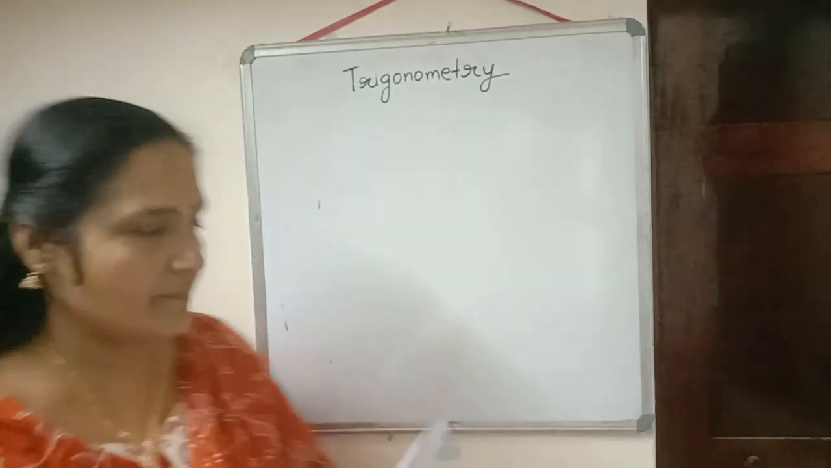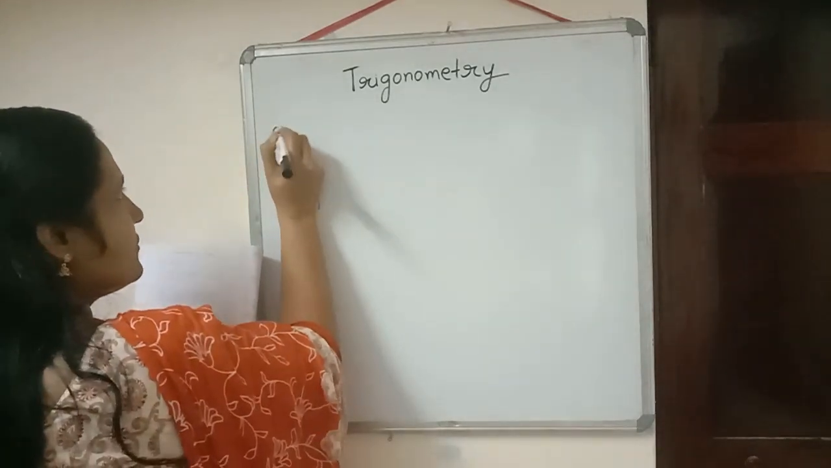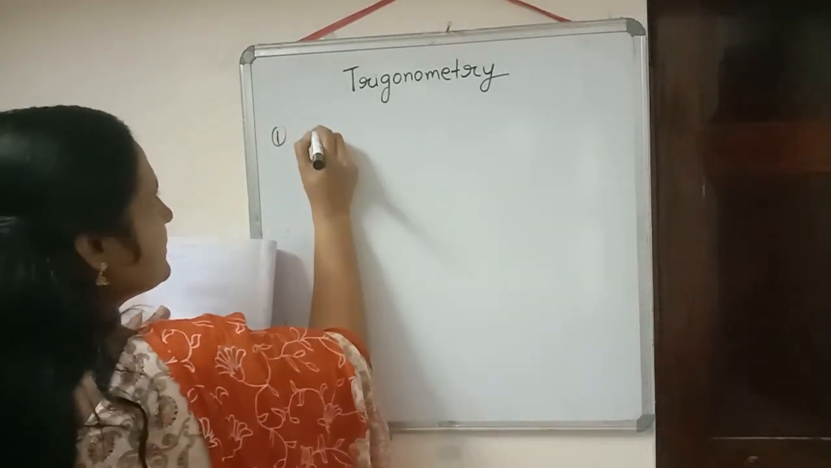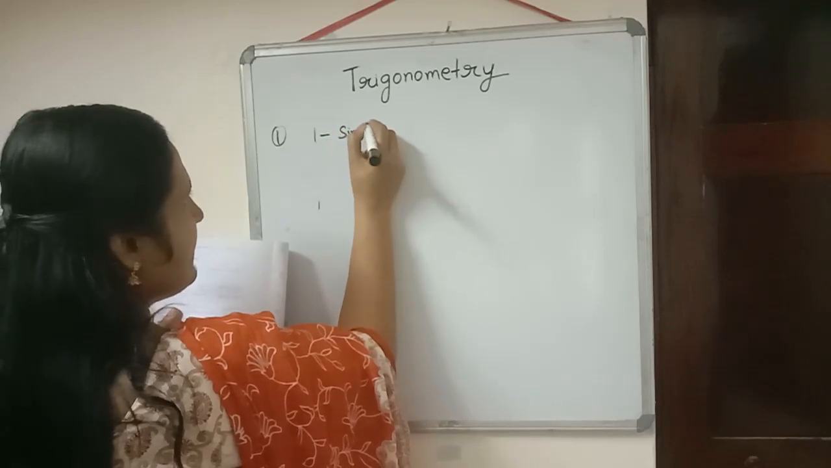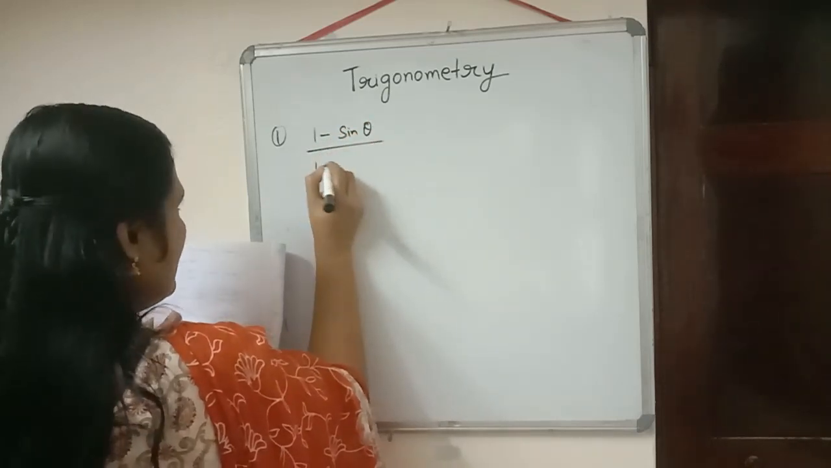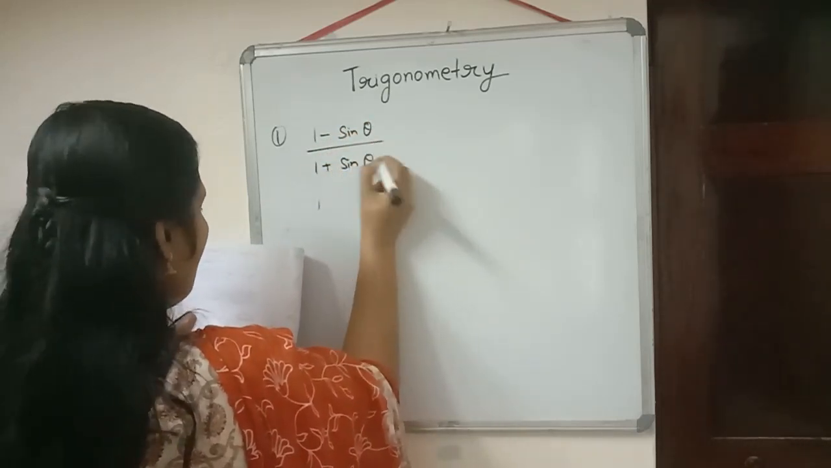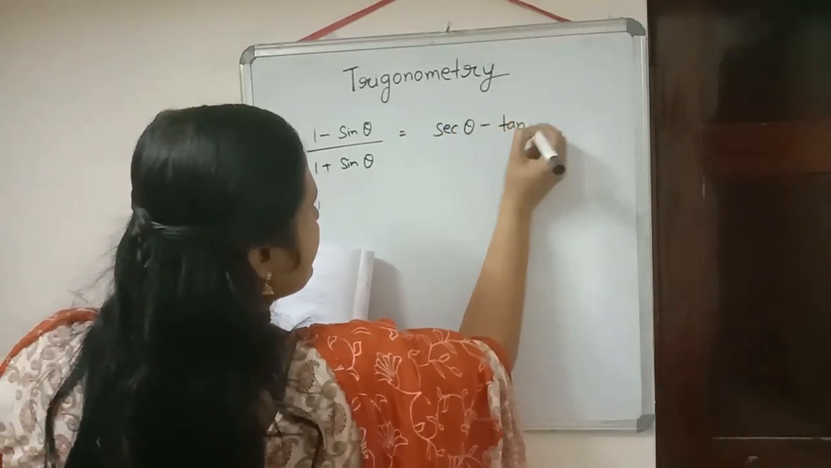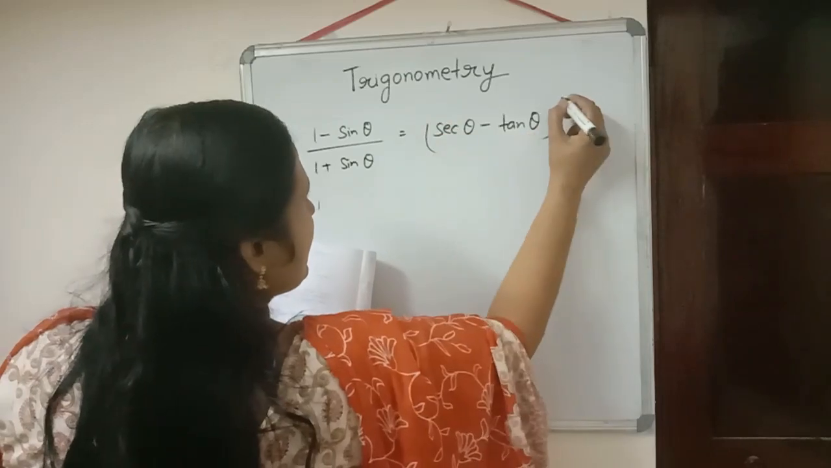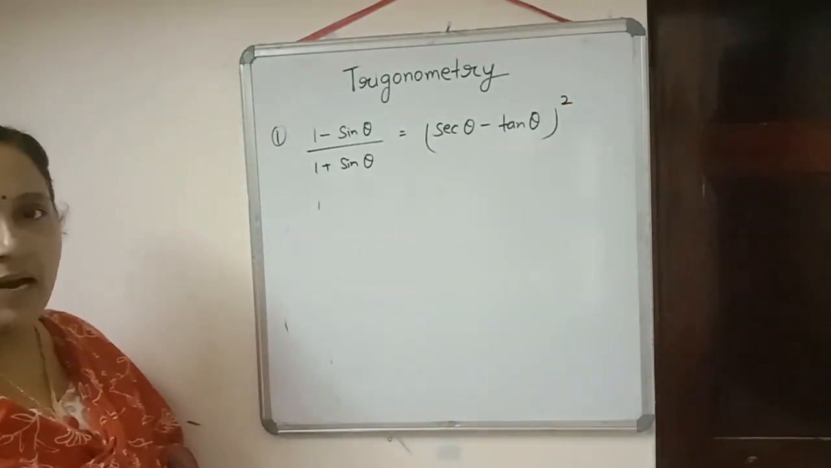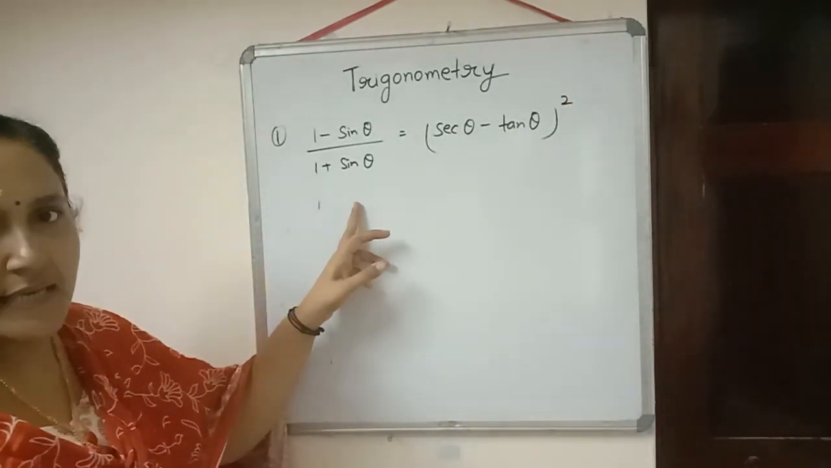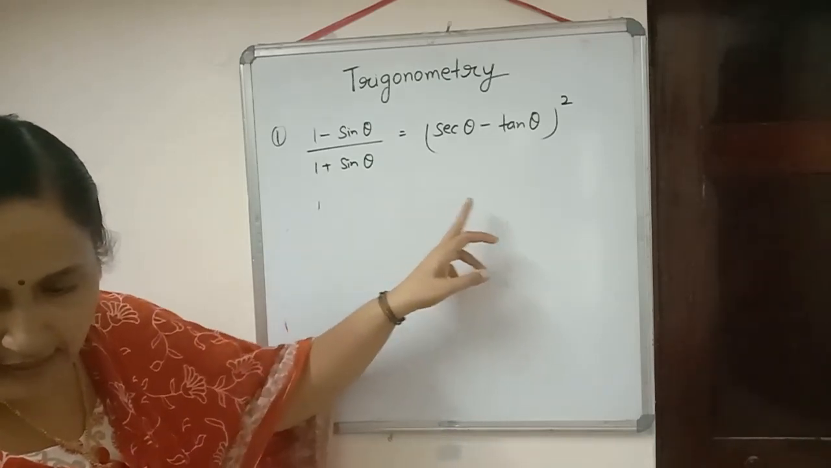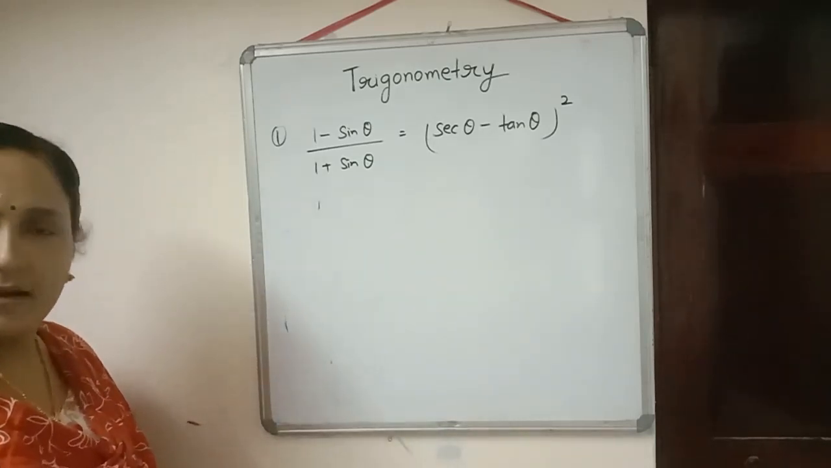Prove that. First question is, all questions are prove that only. First one is prove that (1 minus sin theta) by (1 plus sin theta) equal to (sec theta minus tan theta) the whole square. We have to prove (1 minus sin theta) by (1 plus sin theta) is equal to (sec theta minus tan theta) the whole square.